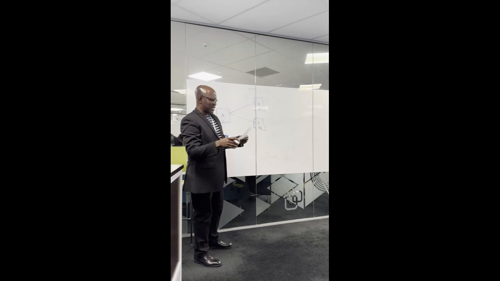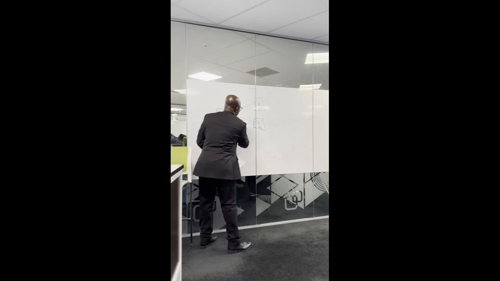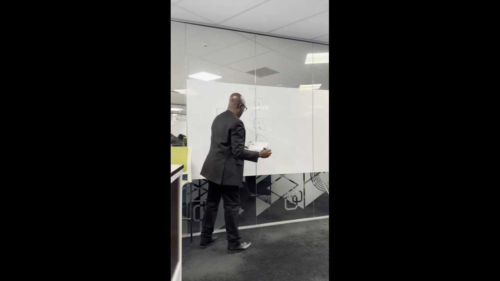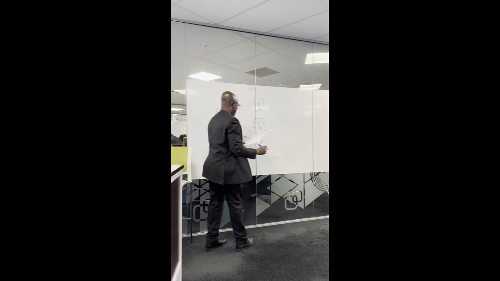Now we have activity D. D is taken off from A, right? So we draw up again. This is activity D, sorry. How many days? 5. We put our 5 days here, right?